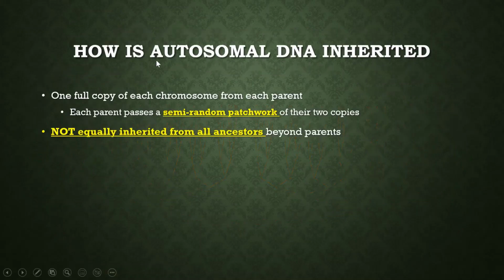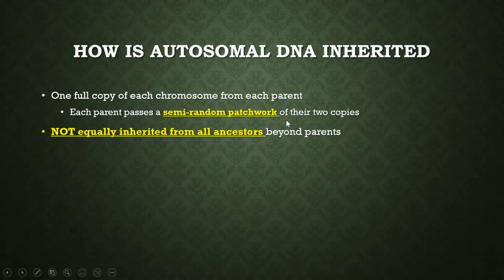So the autosomal DNA, you get 1 full copy of each chromosome from each parent. So we had the 22 numbered chromosomes. There were 2 versions of chromosome 1, there were 2 versions of chromosome 2, and each parent passes on a semi-random patchwork of their 2 copies. So they had 2 copies, they create a mix of those 2, a chunk of one of them, a chunk of the other one, back and forth, and they do a kind of mix and match reassembly.